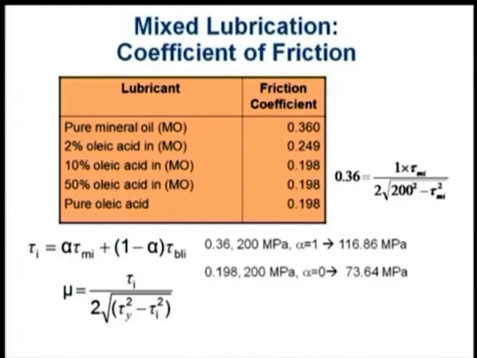If I make alpha equal to 0, that means tau I will turn out to be tau BLI. I can substitute over here tau BLI. I know the coefficient of friction, that is 0.198. And I can simplify and find out the interface shear strength, which turns out to be 73.64 megapascal. Mind it, it is in megapascal, it is not in kilopascal, it is not in pascal.